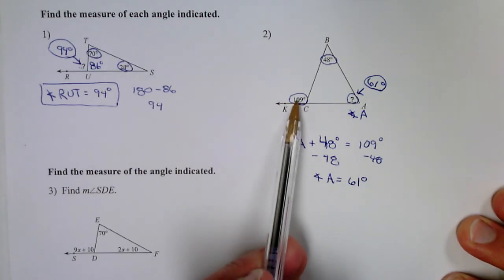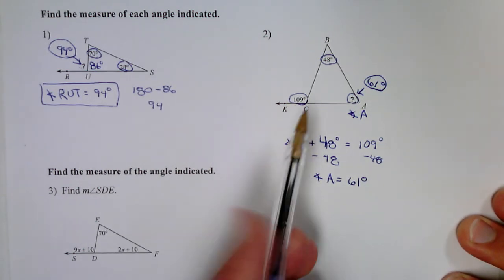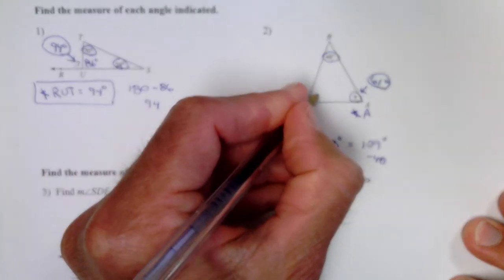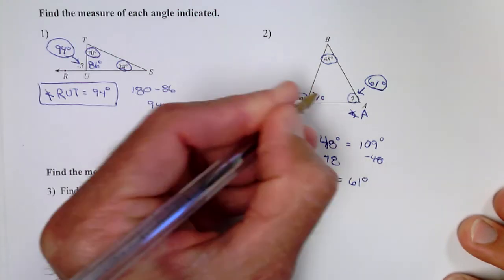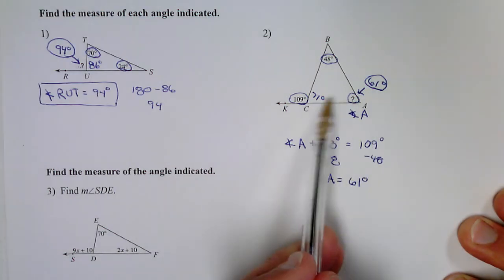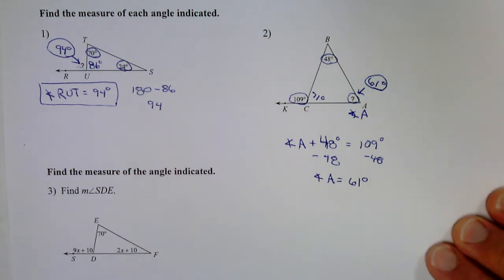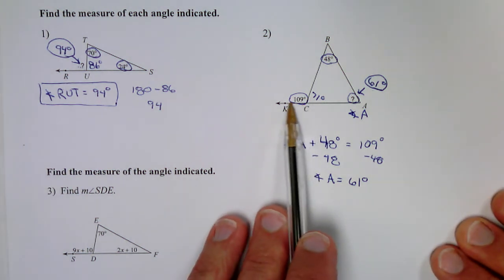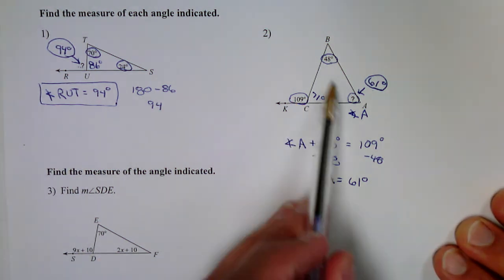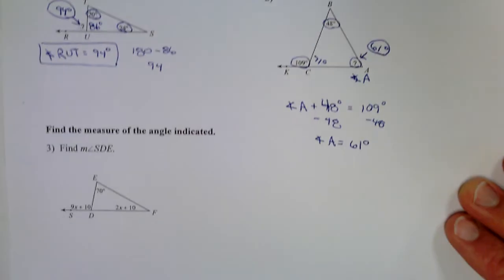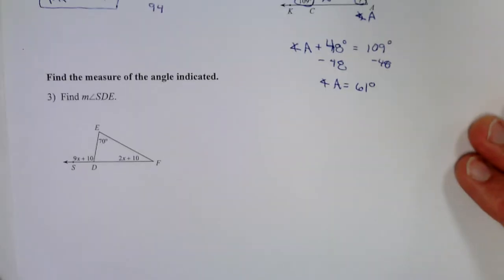Now, if you were looking at 109 minus 81, this angle right here would be 71 degrees. Now, if you added these three on the inside together, they're 180 degrees. But the exterior angle theorem is the exterior angle, the one on the outside, is going to equal the two opposite angles put together.